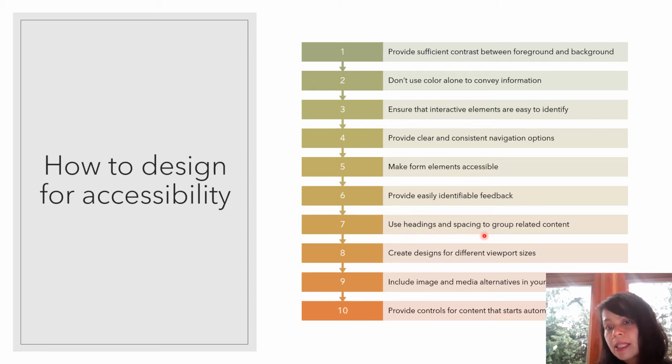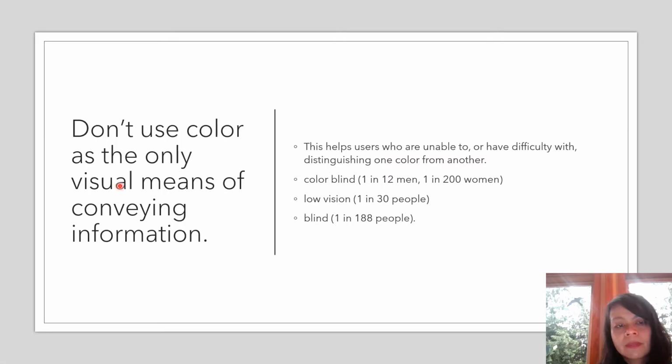Use headings and spacing to group related content. Create designs for different viewport sizes. And include image and media alternatives in your multimedia. Okay. Provide controls for content that starts automatically. All right. So the following slides are going to talk about each of these points.